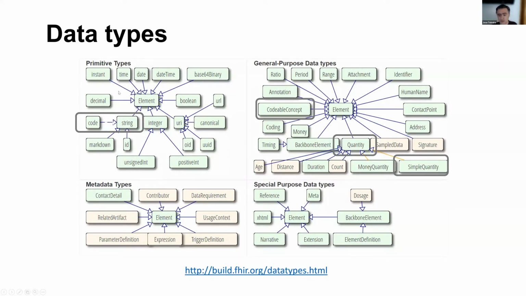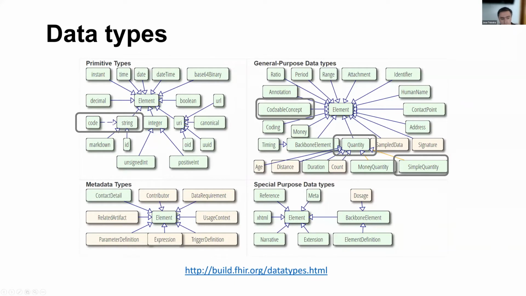We have the canonical data type, a special type of URL for FHIR. We have base64Binary, which is just a string, but is supposed to contain some binary encoded content. So these are the primitive types. We also have other, more complex data types.